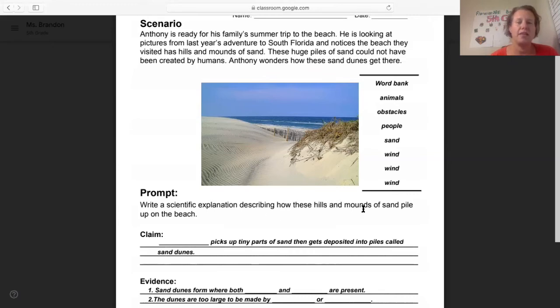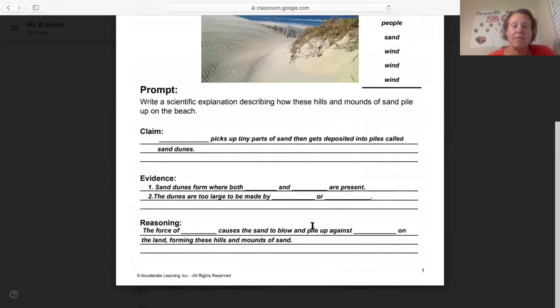So the first one says claim. Something picks up tiny parts of sand, then gets deposited into piles called sand dunes. Okay. Evidence number 1. You should always have at least 2 pieces of evidence. Sand dunes form when both something and something are present. Evidence number 2. The dunes are too large to be made by something or something.